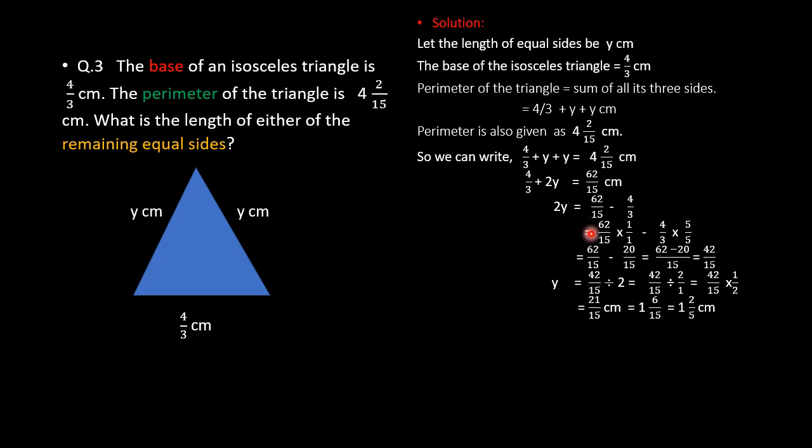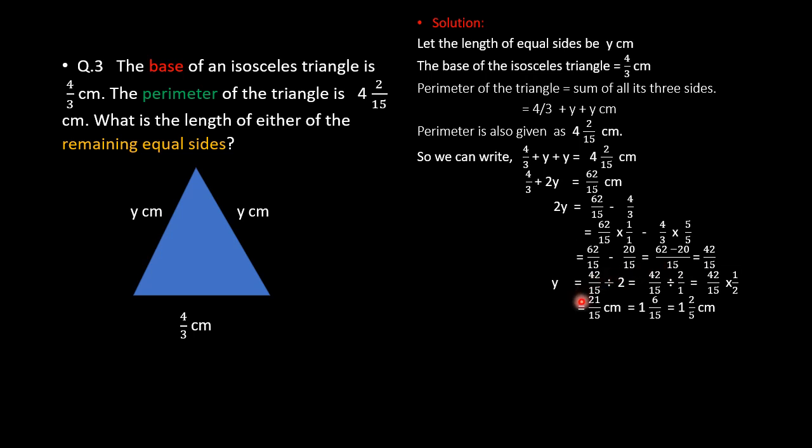Now here denominators are different. So we have to find the LCM. LCM of 3 and 15 is 15. So 62 by 15 into 1 by 1 minus 4 by 3 into 5 by 5. 62 by 15 into 1 by 1 is 62 by 15 and 4 by 3 into 5 by 5 we know it is 20 by 15. Now 62 minus 20 divided by 15. Subtracting we get 42. It becomes 42 by 15.